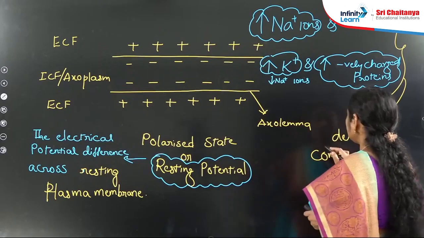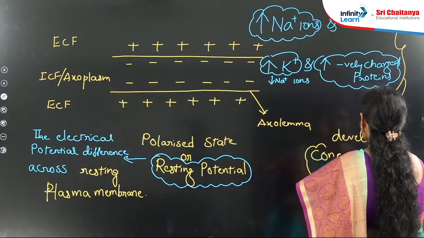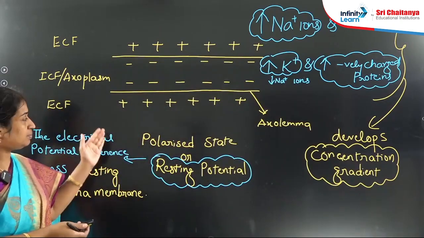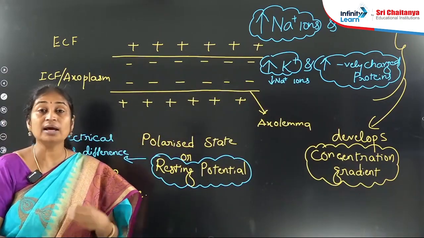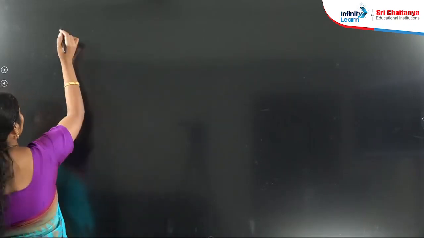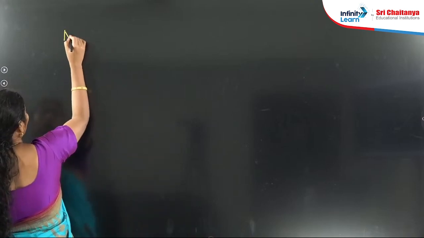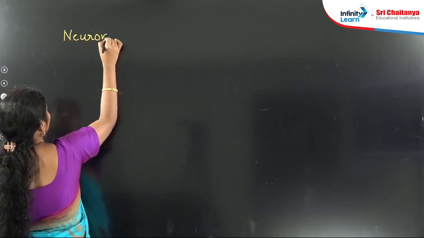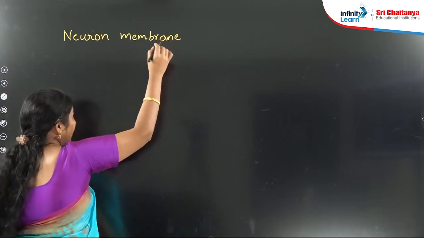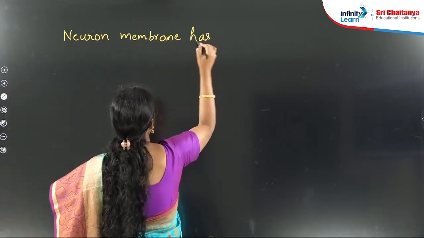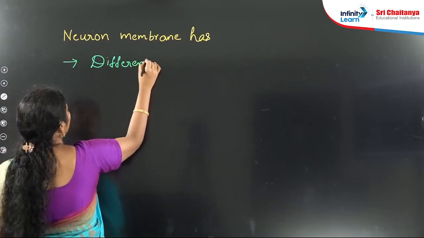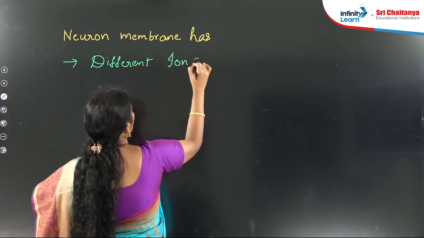Whenever there is a difference in concentration gradient, only then will the neuron be present in the polarized state. So this maintaining of the polarized state makes the neuron excitable. Next, who is maintaining this concentration gradient? First of all, the neuron membrane, this is an NCERT line, has different ion channels.